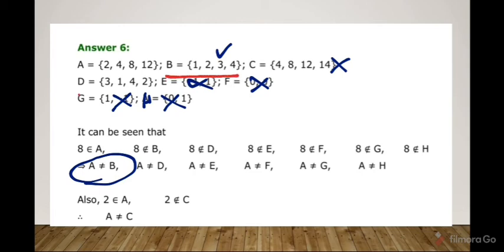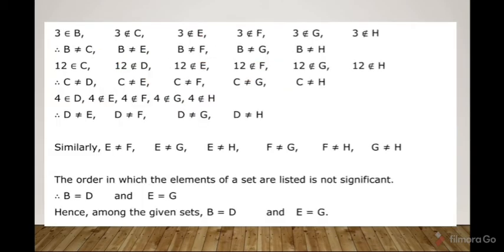So now we'll check the equality of B and D. Both of them contain 4 elements, and as you can see, 1 belongs to both of them, 2 belongs to both of them, 3 belongs to both of them, 4 belongs to both of them. That means you can conclude that B is equal to D. All the explanations are given here: B is not equal to C, E, F, G, or H. Here B is equal to D.